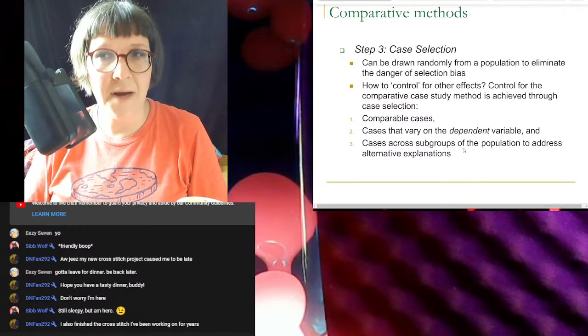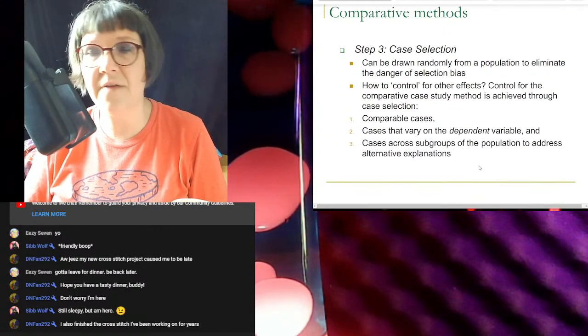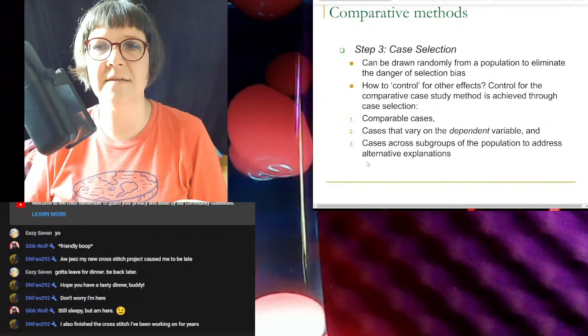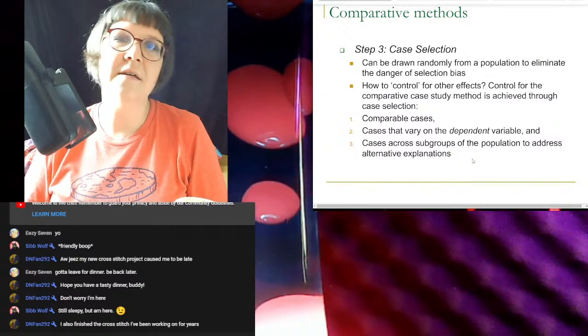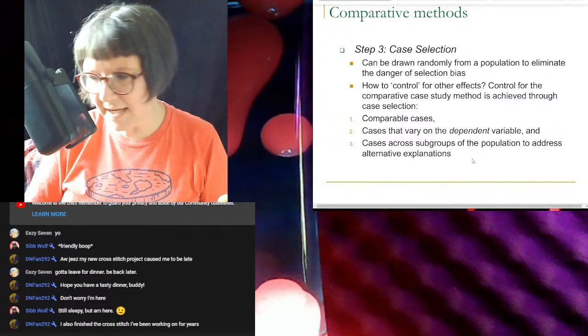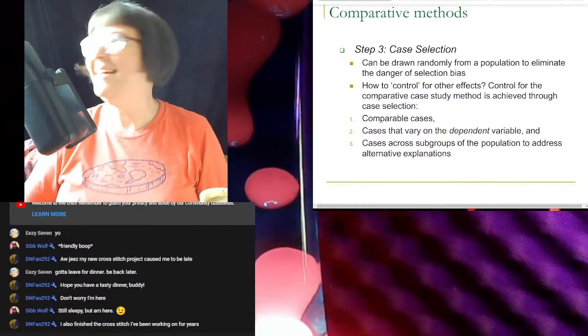You want, of course, comparable cases. You want cases that vary on the dependent variable. And you want cases across subgroups of the population to address alternative explanations. And getting back to our marriage equality issue, since we just picked that up, I made that up as my random example. Sorry.